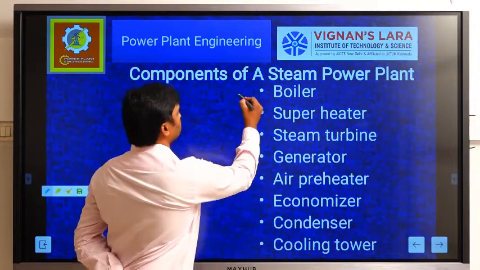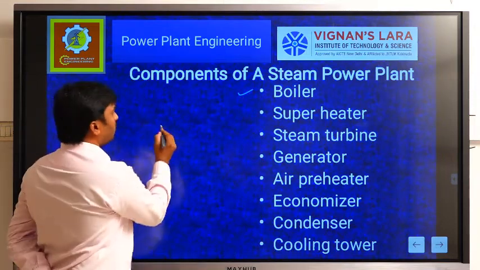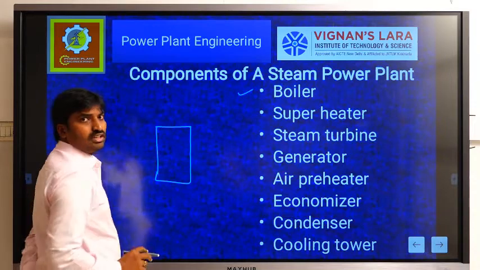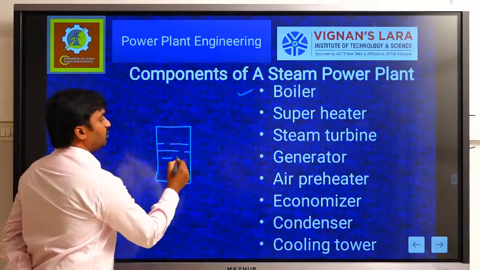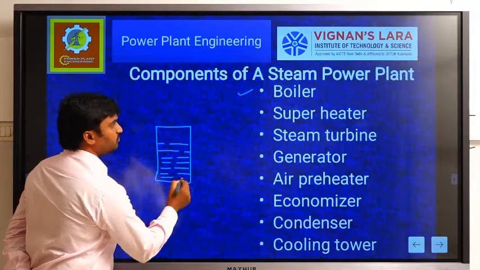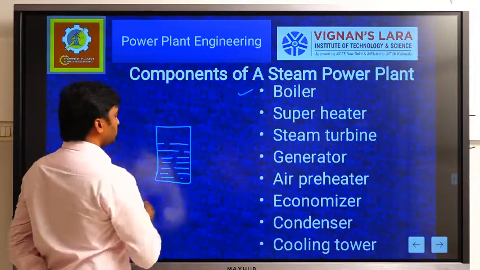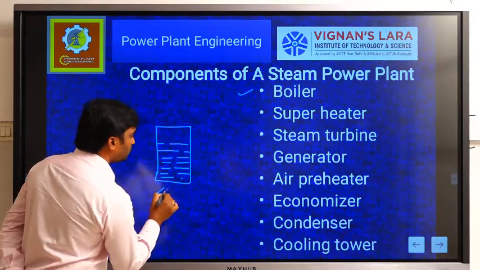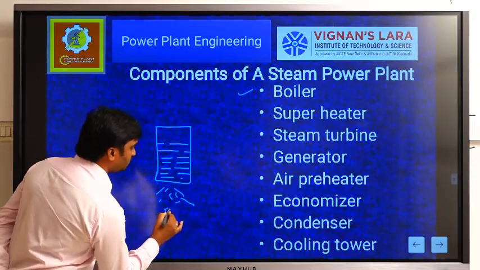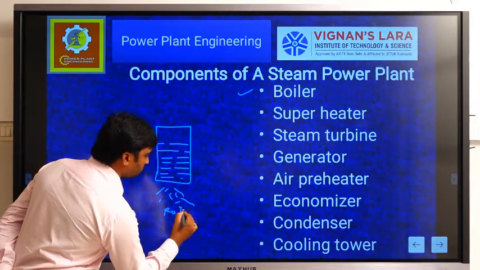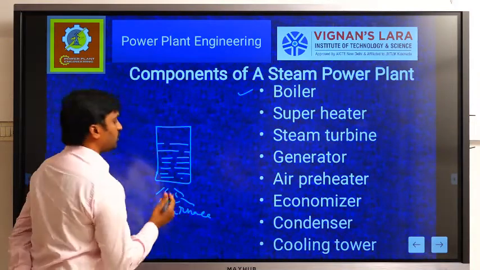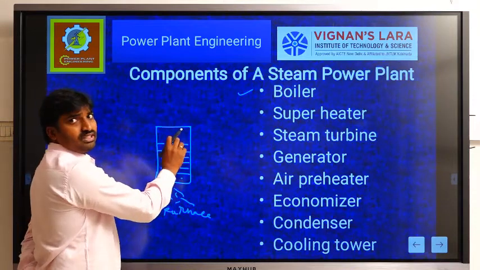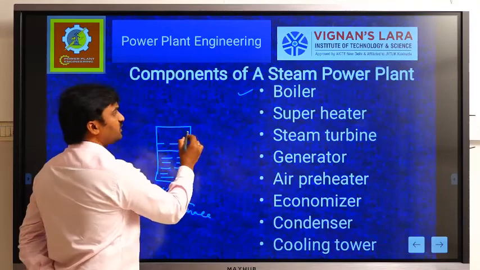So what is meant by a boiler? A boiler is a device which converts liquid water into steam. For example, this is the boiler. For the conversion of a liquid into steam, we need to supply fire. So this is the furnace. From the furnace we are giving the heat energy, and that heat energy is absorbed by the water and converted into steam.